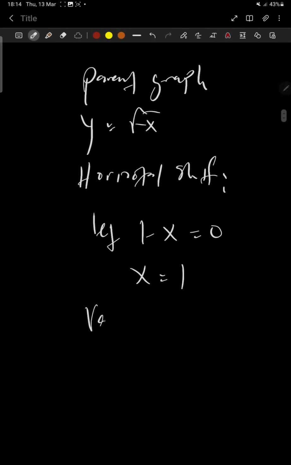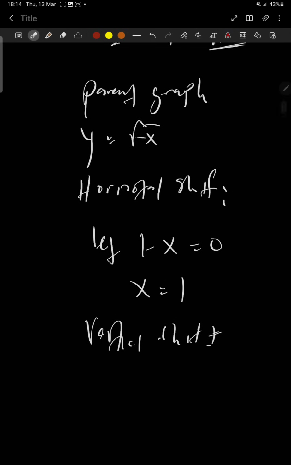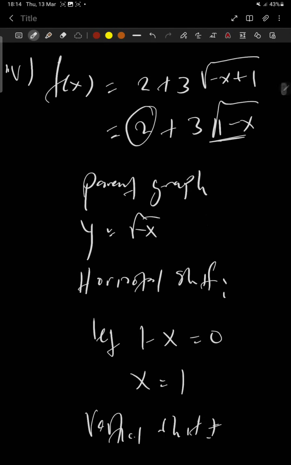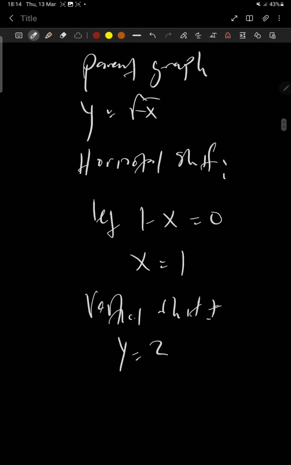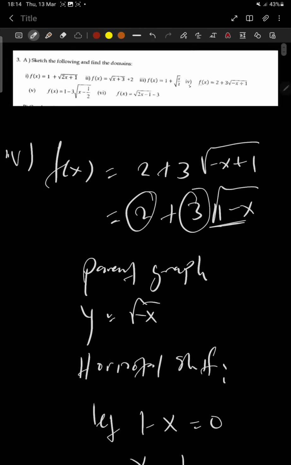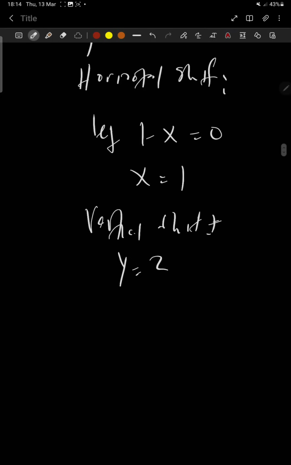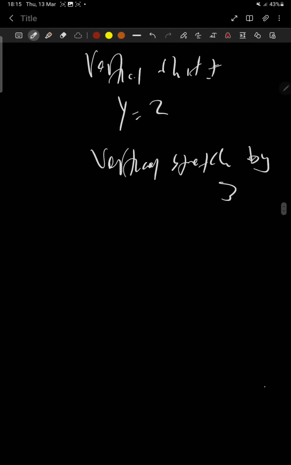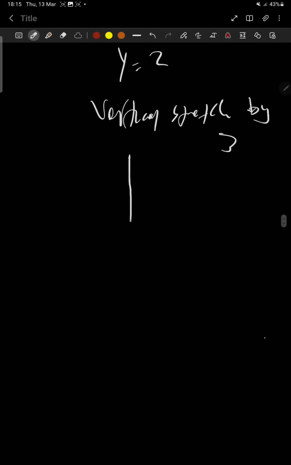After this, you go to the vertical shift. What is a vertical shift? A vertical shift is a number away from the function, which is 2. And after this, you look at other things. What does this 3 represent? The 3, is 3 greater than 1? Yes. So it represents a vertical stretch. By what? By 3. So you have everything. You can now sketch.